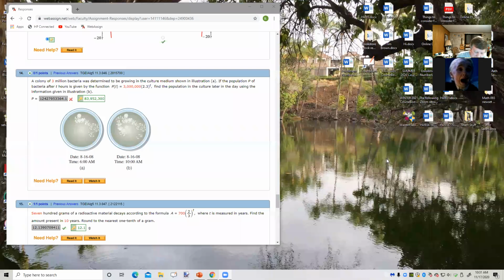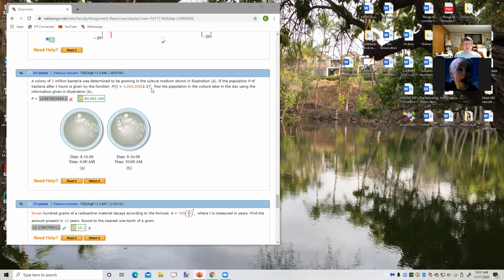First up, we have question number 14 from 11.3. It says a colony of 3 million bacteria were determined to be growing in the culture medium shown in illustration A. If the population P of the bacteria after T hours is given by the function P of T equals 3 million times 2.3 to the T power, find the population of the culture later in the day using the information given in illustration B.